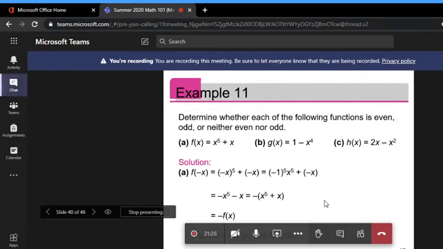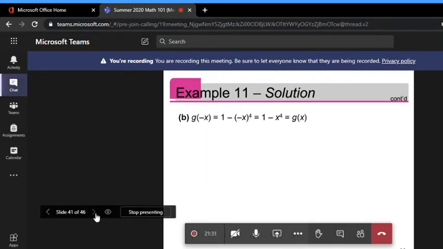Next, we are gonna do part B. In part B, it is g. G is 1 minus x to the 4. We are going to look at g of negative x, and instead of x we put negative x. So 1 minus negative x to the 4. Negative x to the 4 gives you x to the 4, so 1 minus x to the 4, which is g. So g of negative x becomes g of x. This is going to tell you that this is an even function.